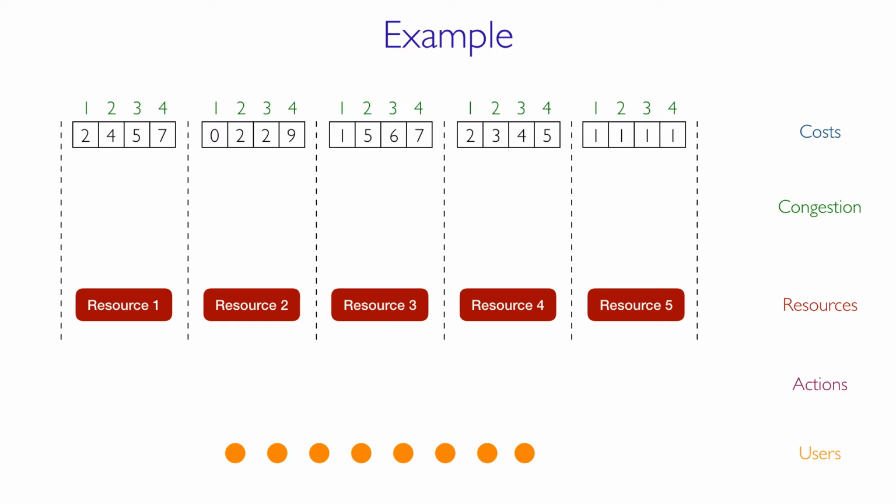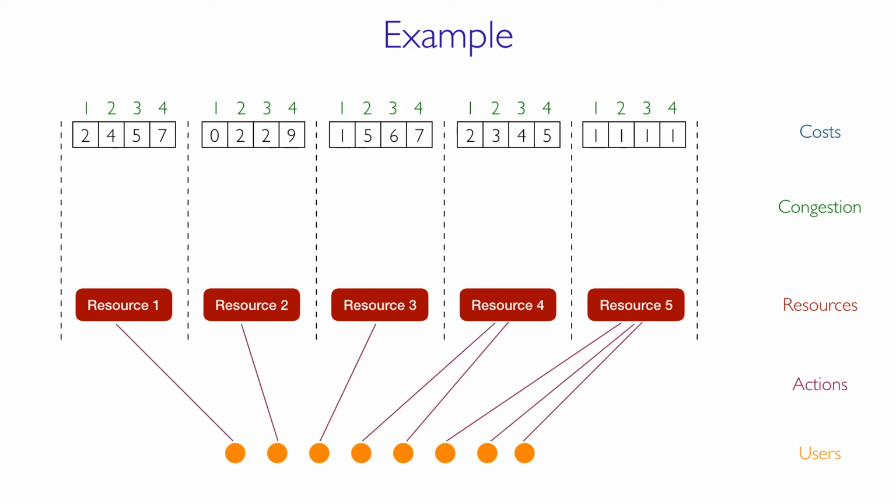Consider this simple example. Assume for simplicity that every player has the same space of actions and every action is just a single resource. Suppose that the users choose the resources as in the picture. So the first player uses resource 1, the second user uses resource 2, and so on.